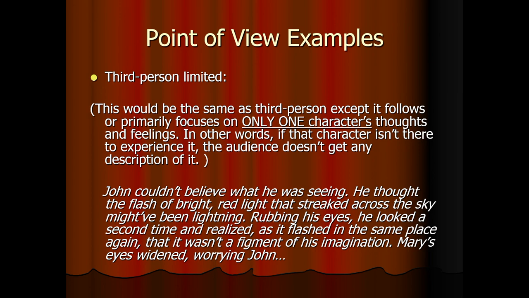John couldn't believe what he was seeing. He thought the flash of bright red light that streaked across the sky might have been lightning. Rubbing his eyes, he looked a second time and realized, as it flashed in the same place again, that it wasn't a figment of his imagination. Mary's eyes widened, worrying John. So that last sentence there takes it from omniscient to limited. We do see what Mary is doing. Mary's eyes are widening, but we know that because John sees her. John sees Mary's eyes are widening. Do we get her feelings and thoughts? No, it's something external that he can observe, and we do get his feelings there, worrying John. So that is third person limited.